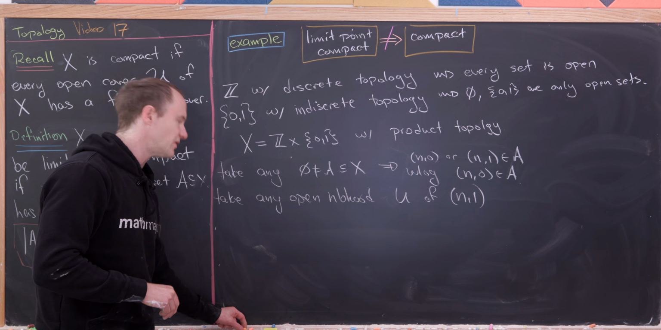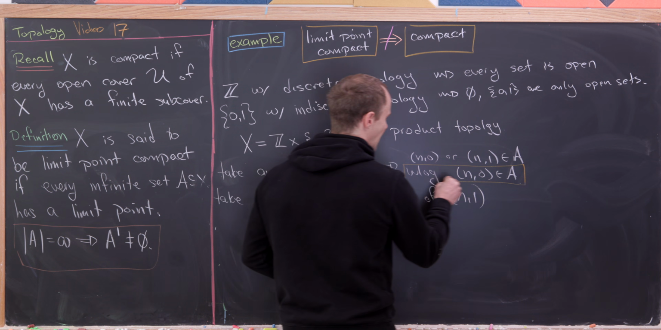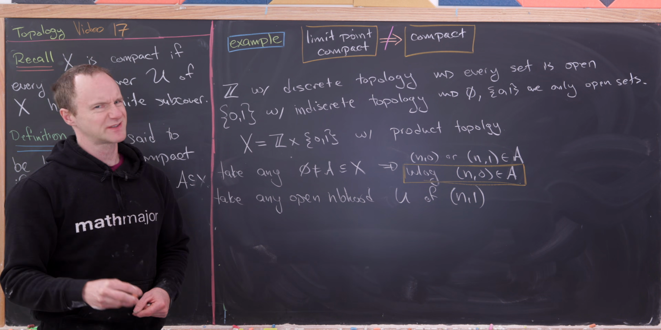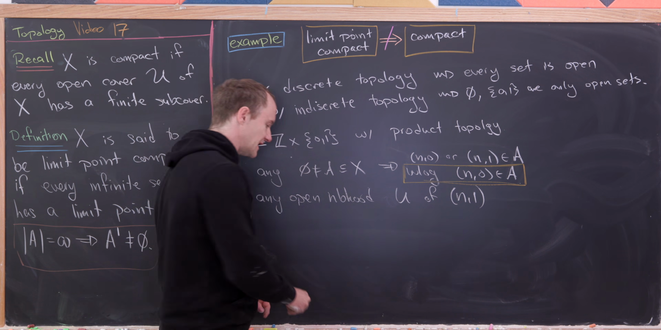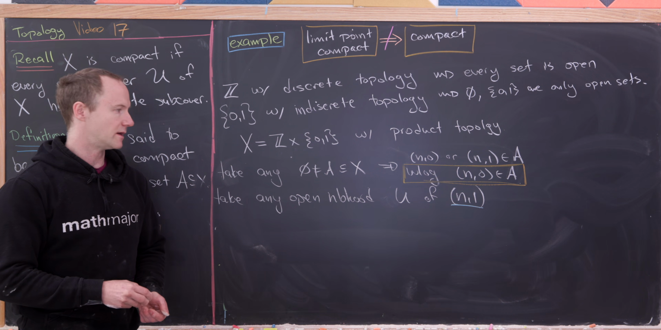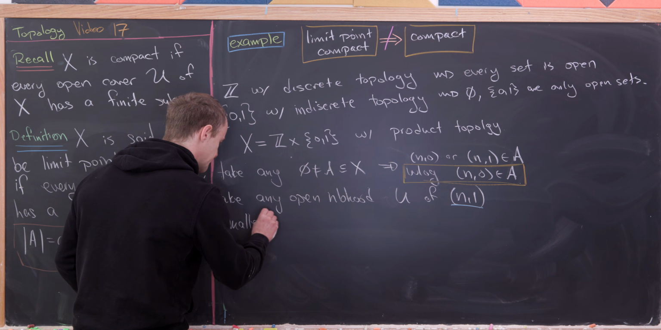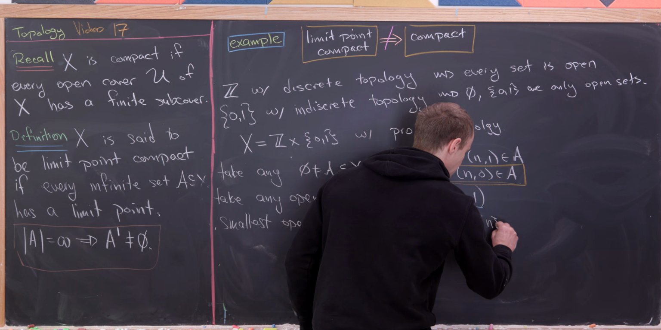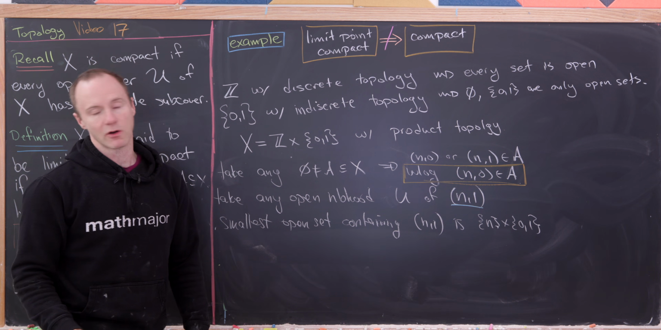So just to note what we're doing here, we have, without loss of generality, assumed that (n, 0) is the one of these things that's in A, just by swapping 0 and 1 if we needed to. And now we're taking any open neighborhood of its companion, which is (n, 1). And now I'd like to note the following, and that is the smallest open set containing (n, 1) is the singleton {n} cross the set containing 0 and 1.